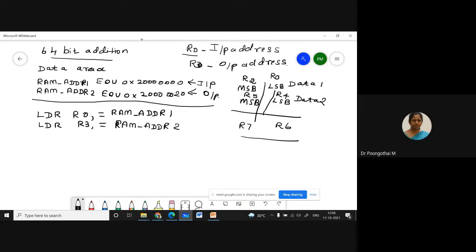R0 is configured as a pointer. Get the data from R0 and transfer the data into R1. Next, get the data and transfer it into R2. Get the data, transfer it into R4. Get it and transfer it into R5. After addition, store it in R6 and R7. So what is the next step? Please tell me.